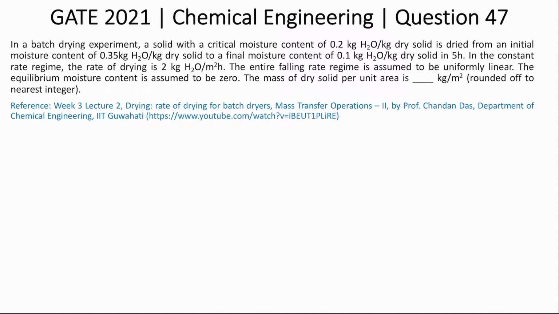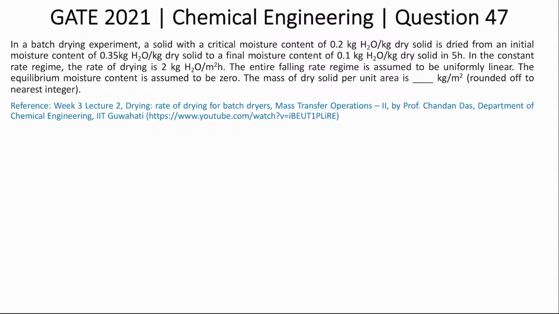In the constant rate regime, the rate of drying is 2 kg water per meter square hour. The entire falling rate regime is assumed to be uniformly linear. The equilibrium moisture content is assumed to be 0. The mass of dry solid per unit area is dash kilogram per meter square, rounded off to the nearest integer.